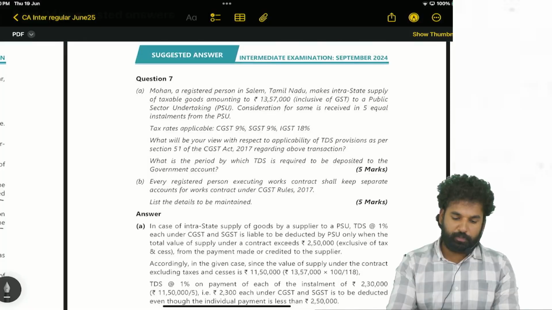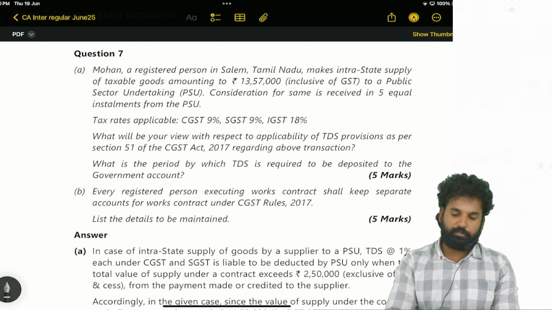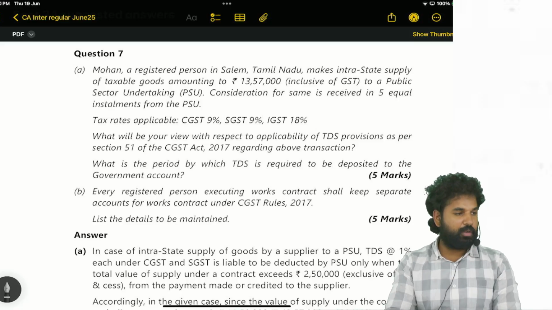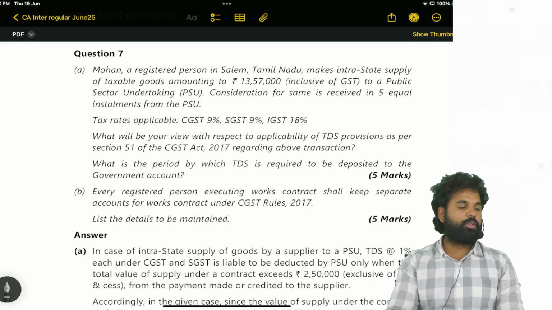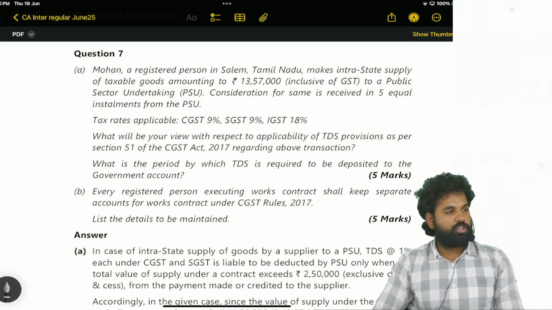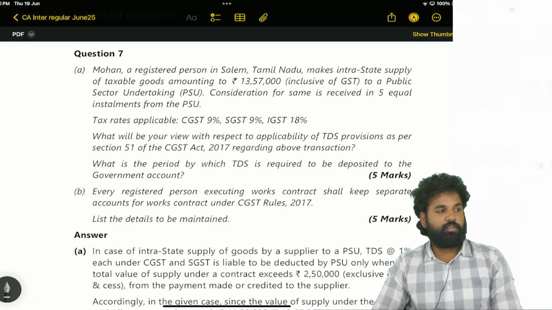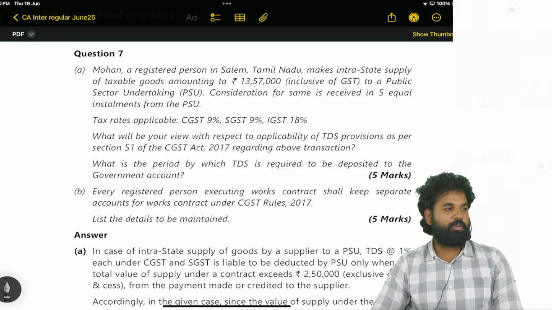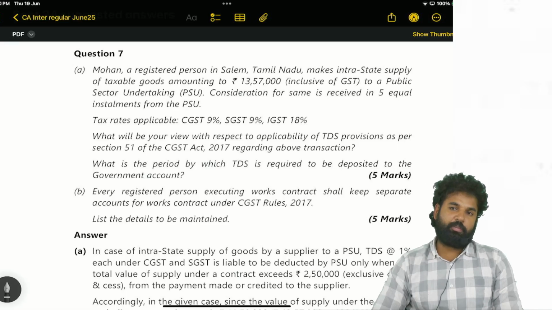Next question, you see. Mohan, a registered person in Salem, Tamil Nadu, makes intrastate supply of taxable goods amounting to 13,57,000 inclusive of GST to a public sector undertaking. Value 13,57,000. Consideration for the same is received in 5 equal installments from the PSU. Tax rates applicable are 9, 9 and 18%. What will be your view in respect of applicability of TDS provisions as per section 51 of the CGST Act? Is TDS applicable?